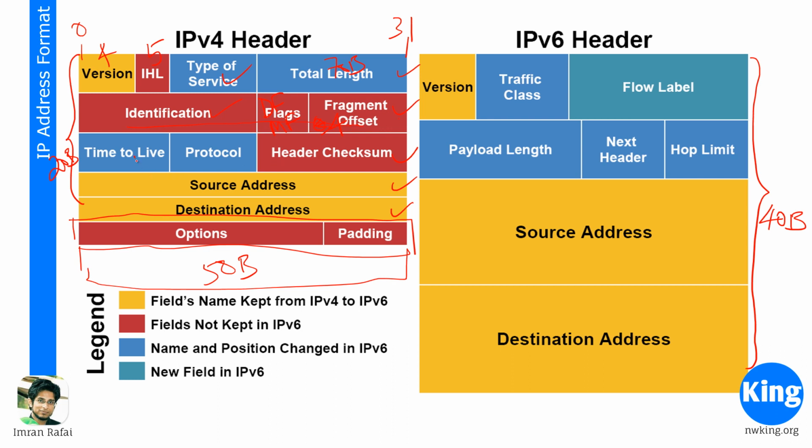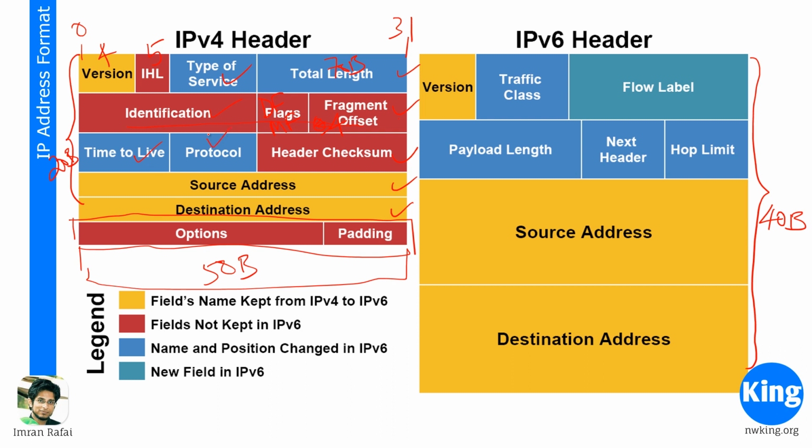TTL, we've discussed TTL many times. Every time this packet goes through a router, they reduce the number here, and when it becomes 0, they drop the packet, because it is not going anywhere. So that's the maximum hops that it can actually live in the IP network.